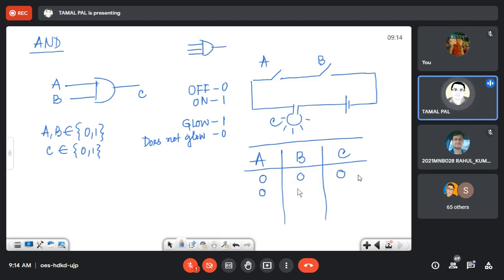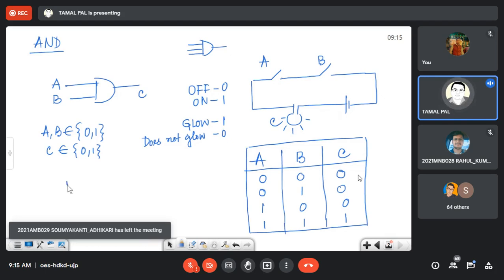If it is zero and one, one of them is connected, another is disconnected. So it looks like this. Actually, under that scenario, still due to A being disconnected, the bulb doesn't glow. If it is 1 and 0, same thing happens. And if it is 1 and 1, then only both of the switches are on and the circuit is fully connected. Under that scenario, there is a possibility of the bulb to glow. Okay. So this behavior is same as the behavior of AND gate.